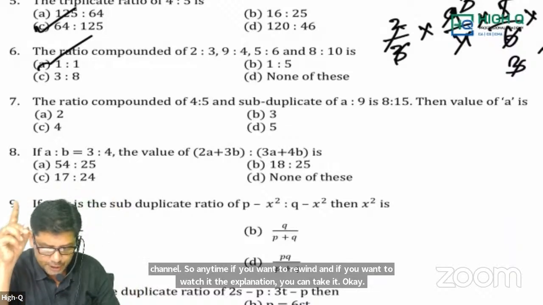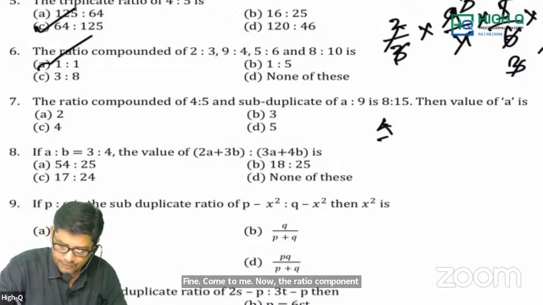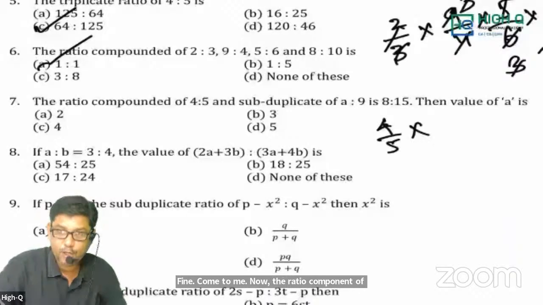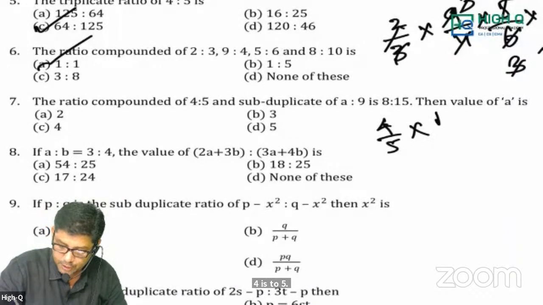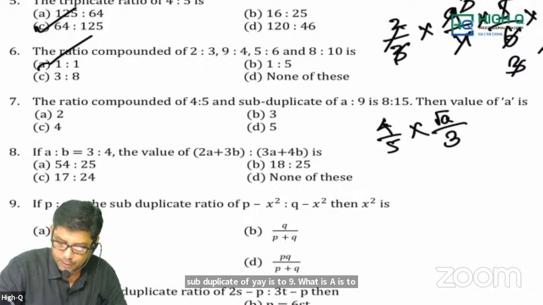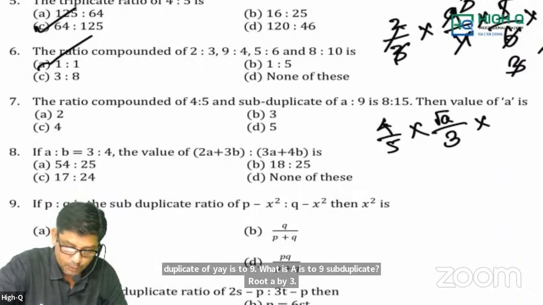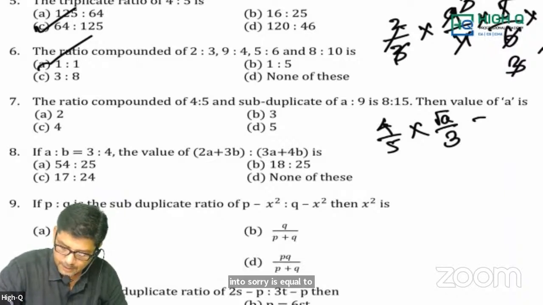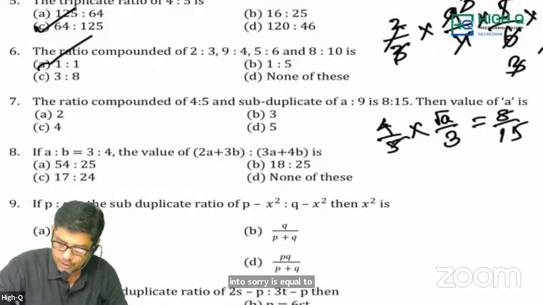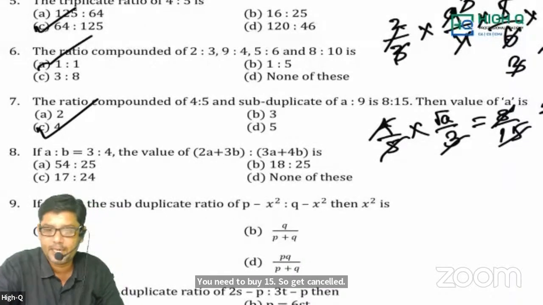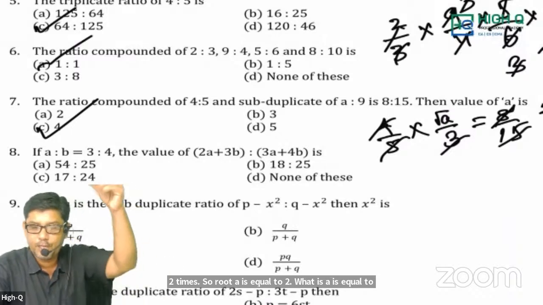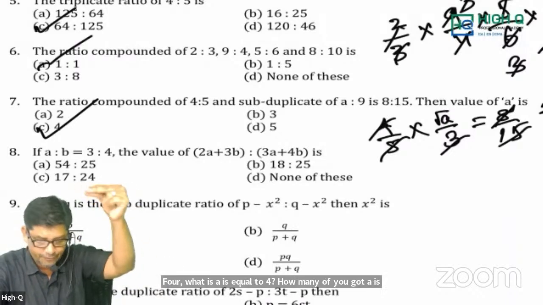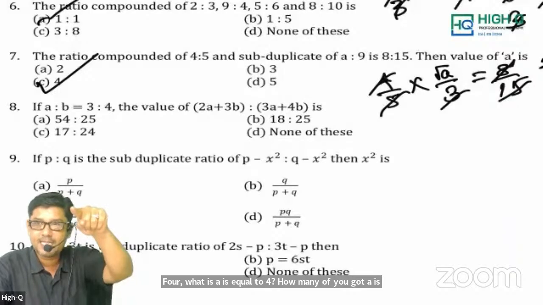Next one. The ratio compounded of 4 is to 5 and the subduplicate of a is to 9. What is the subduplicate of a is to 9? Root a by 3 into 4 by 5 is equal to 8 by 15. 2 gets cancelled. So root a is equal to 2. What is a equal to, my dear? a is equal to 4. How many of you got a is equal to 4? Have you got a is equal to 4? Yes. This question was asked in the examination.